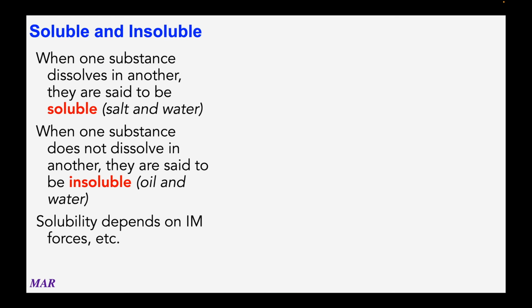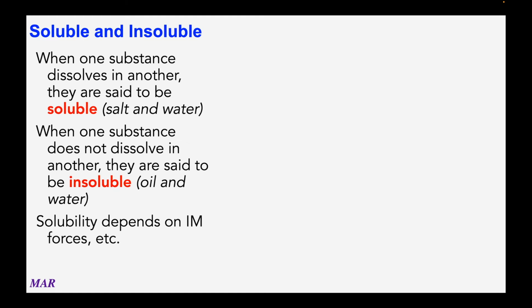Another thing that's good to remember is the idea of soluble and insoluble. And soluble is when one substance dissolves in another, all right? So the salt water solution, the NaCl(aq), which breaks into Na+ and Cl- ions in water, that would be an example of compounds which are soluble. They mix really well together. But there are also combinations of chemicals that are insoluble. They don't mix very well.